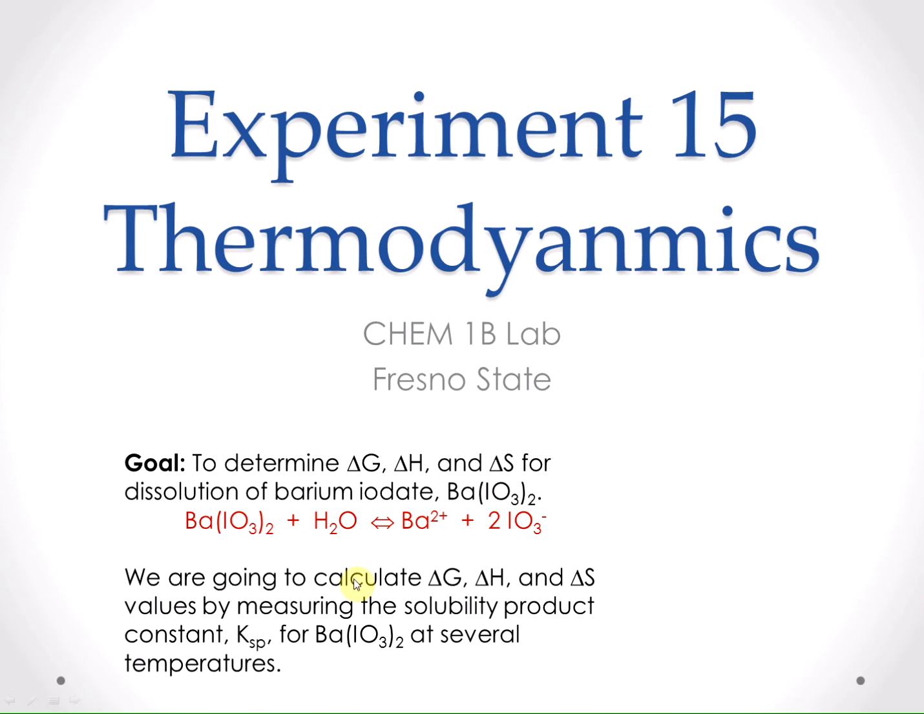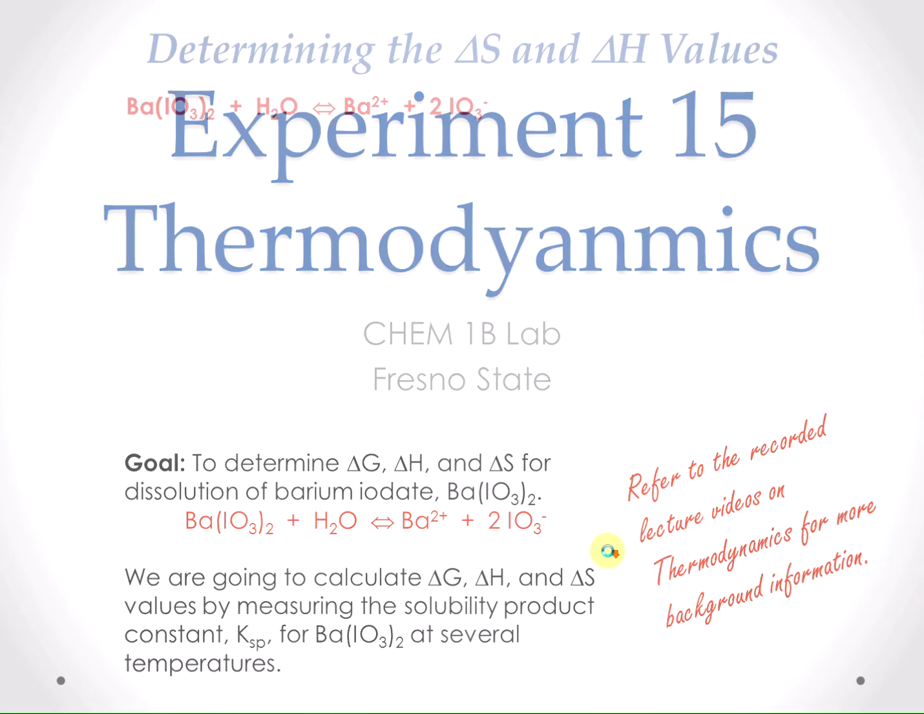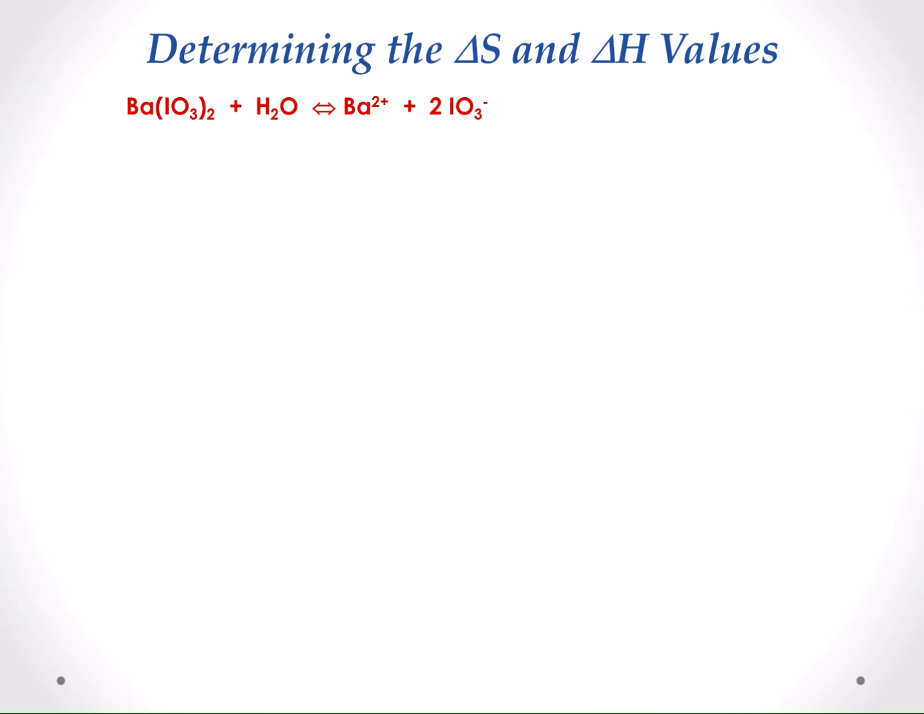And we are going to be measuring the delta G, the delta H, and the delta S by determining the solubility product constants for the dissolution of the barium iodate at several different temperatures. Now, to help you with the background for this lab, you should refer to the recorded lecture videos on thermodynamics for more information. So again, we're going to be determining the change in entropy and the change in enthalpy for the dissolution of barium iodate. Let's begin by looking at the delta G.